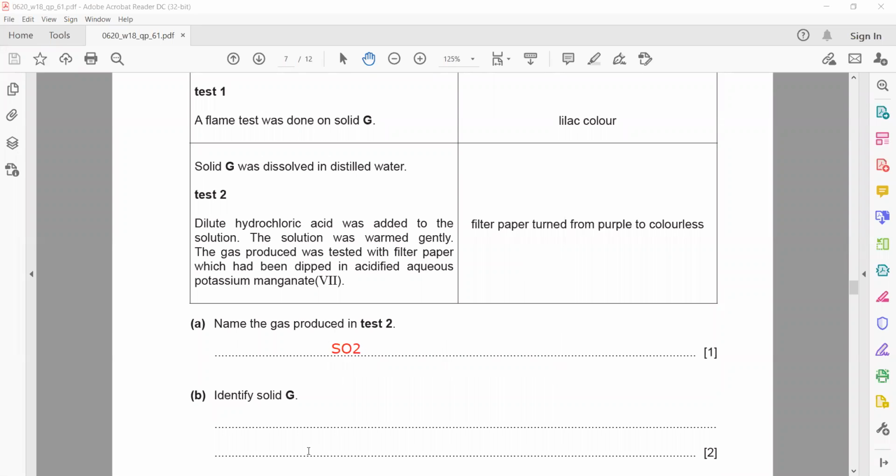And the compound is potassium sulfite. Because if it was sulfate, then barium nitrate or barium chloride would be the test. If you write sulfide, sulfide means sulfur. It should be sulfite.